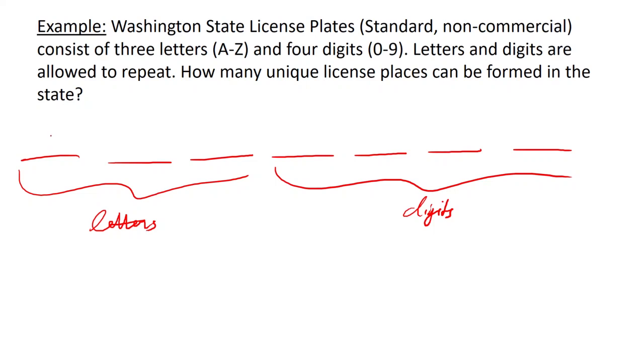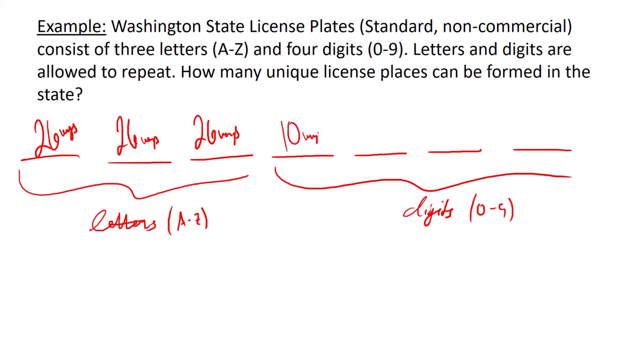26. So there's 26 ways you could pick this letter, and there's 26 ways you could pick this letter, and there's 26 ways. I'm assuming there's no restrictions on license plates. I'm assuming you can just put any letter in any spot. I don't know if that's true or not, but let's say it is. So these are A through Z. What about the digits? How many digits could I drop here? 10.